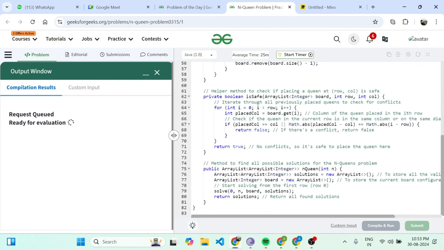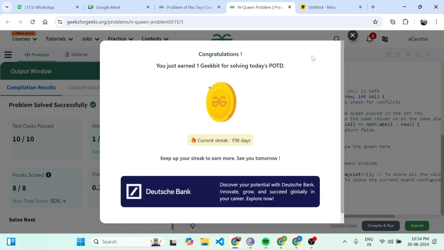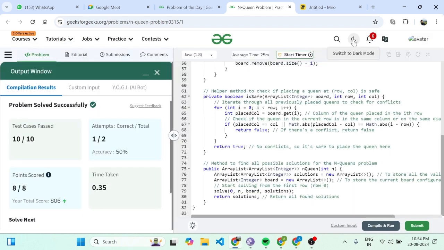So just quickly submit this solution. We are going to submit. And we have successfully completed 198 days. 2 more days to reach our 200-day mark.